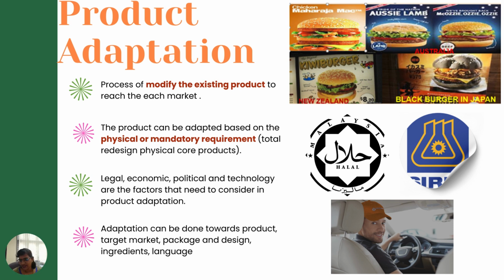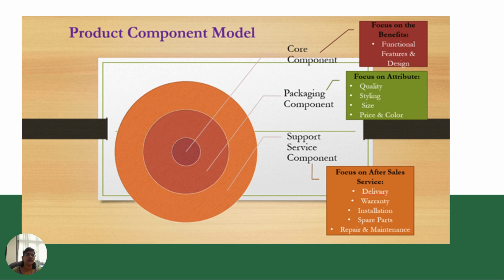All right. Other than that, now let us have a look at adaptation, but more deeply on the product component model. When you decide to do the adaptation on your product, which part of the product should you adapt? Basically, there are three different components. One is the core component of the product, which focuses on the functional features of the product. So you are making the adaptation towards the basic function of the product so that it will fulfill the needs and wants of the consumers in that particular country.